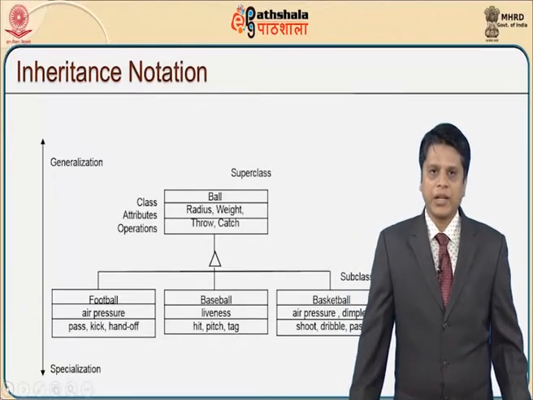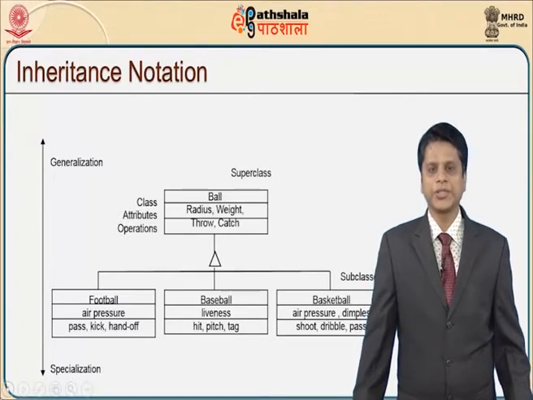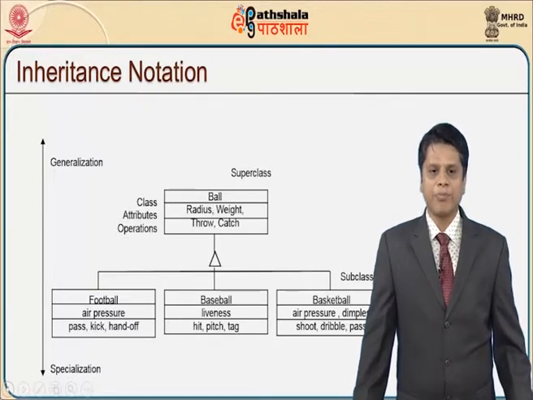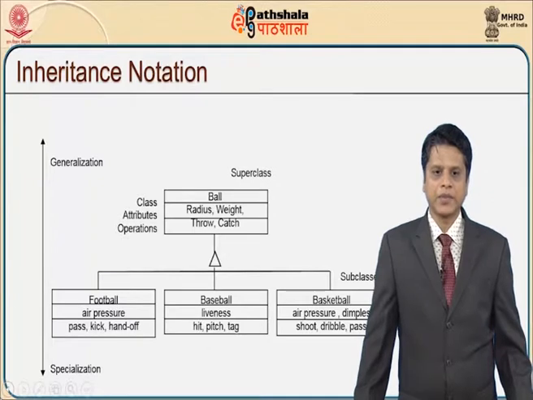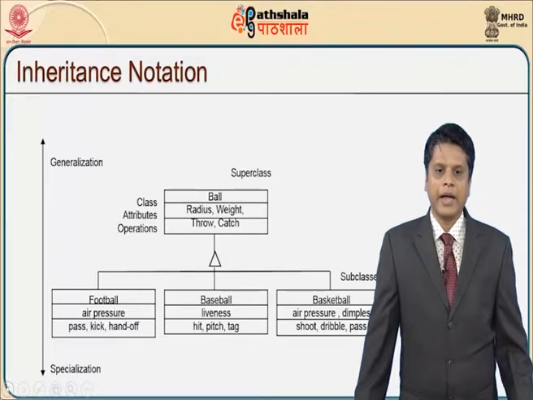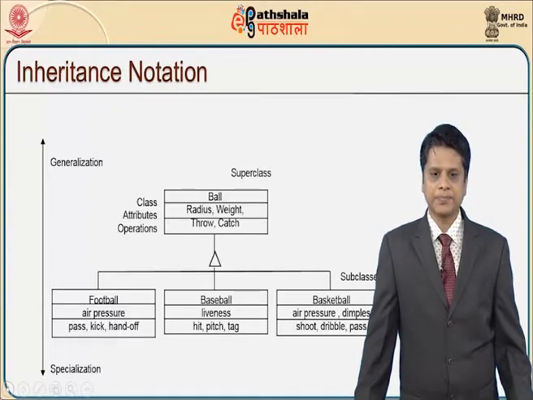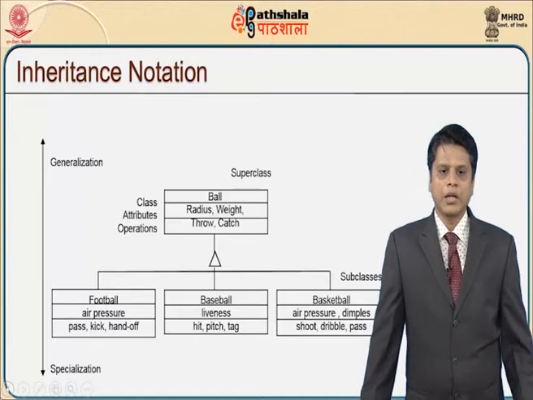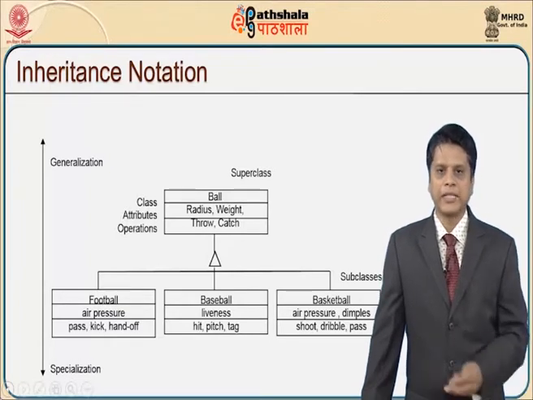If I am trying to define a superclass with 3 different hierarchies like class, attributes and operations. Say for example ball, the attributes of ball include radius, weight, etc. and the operations include throw, catch. And when I look at the subclasses, this ball can be a football, baseball or a basketball. And when I look at the attributes of football, it moves on air pressure, baseball liveliness and basketball air pressure and dimpleness. And the operations that I perform with the football are pass, kick, handoff, baseball are as mentioned.